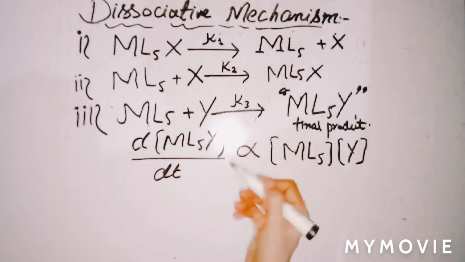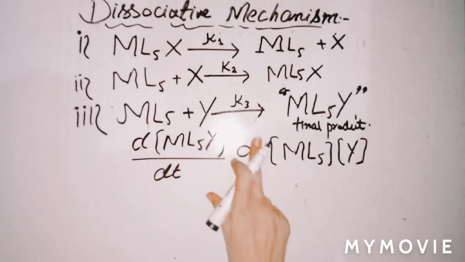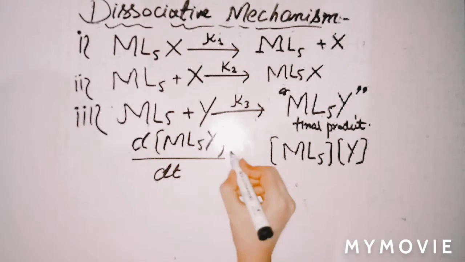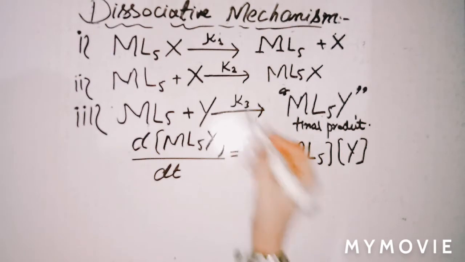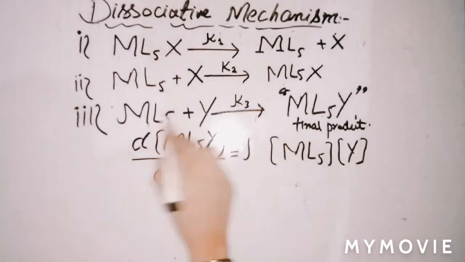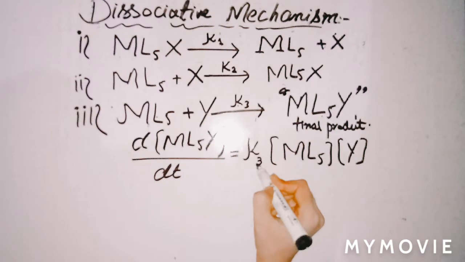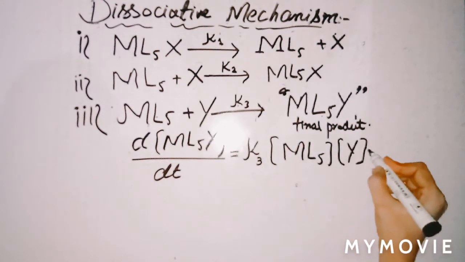In order to remove the proportionality, we use a constant equal to K3. The constant that represents the formation of the final product is K3. This is the first equation.